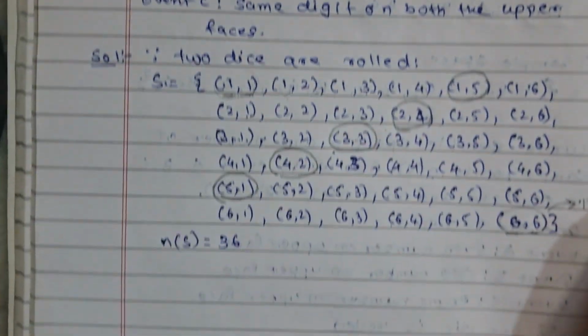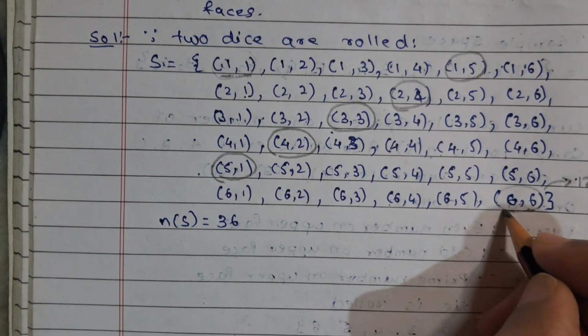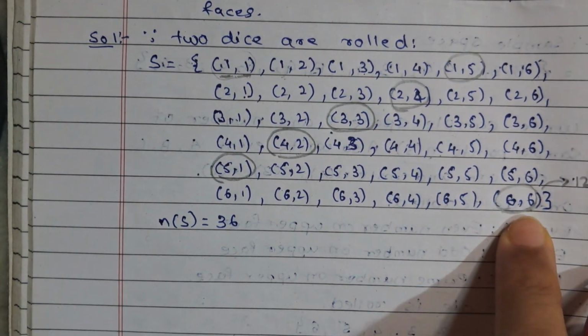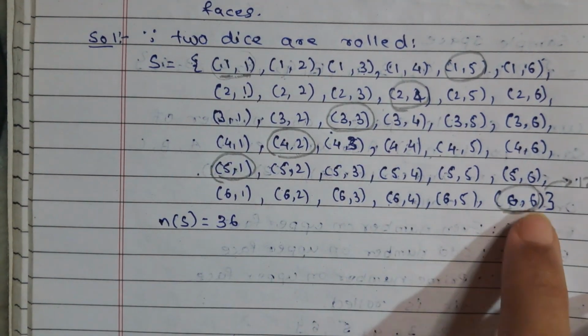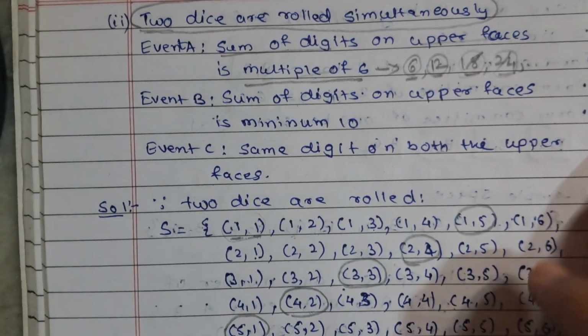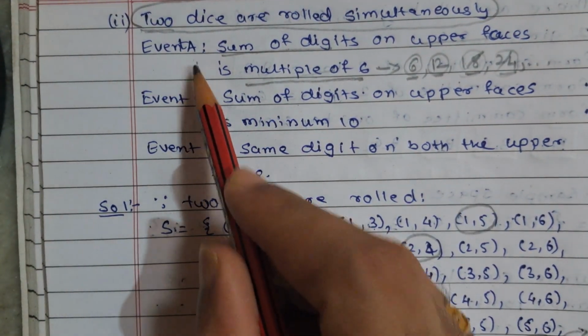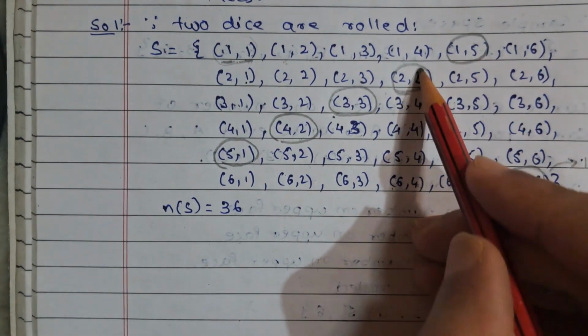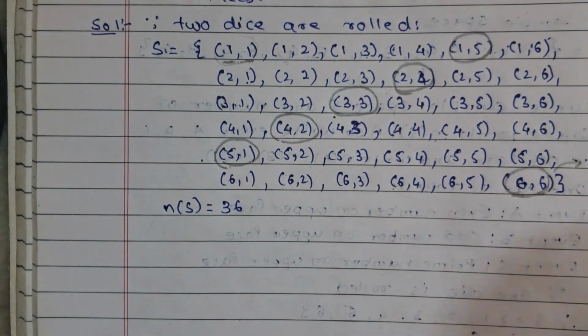So I believe 12 is achievable only for this value, right? 6 plus 6, 12. Other than that, there is no other pair which can give me 12. That means in event A, which we are talking about, I will have all these values, 1, 2, 3, 4, 5, and this one 6.